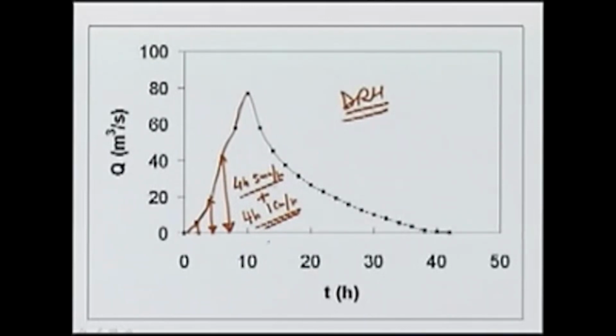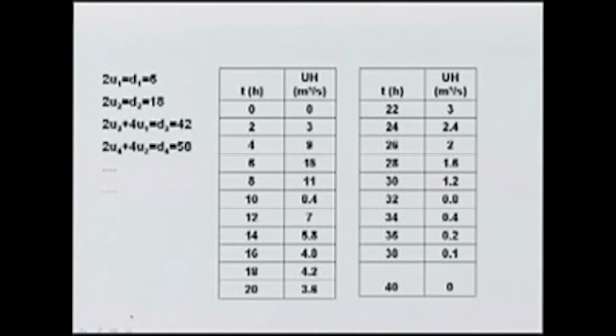So, using this DRH, if we want to evaluate the unit hydrograph, we will have to do an analysis like this. Suppose the ordinates of the 4 hour unit hydrograph are U1, U2, U3.